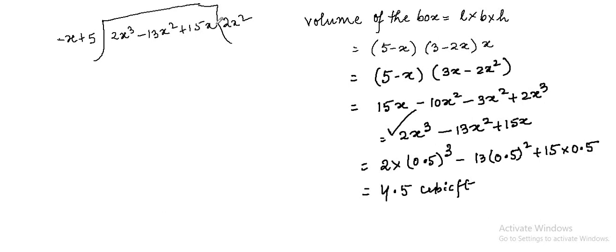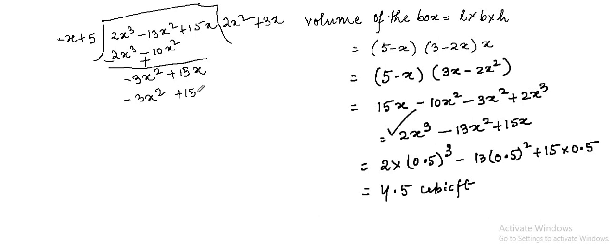Multiply with 2x square. This will give you 2x cube minus 10x square. Subtract it. This will give you minus 3x square plus 15x. Again further multiply by 3x. You are going to get minus 3x square plus 15x. Subtract it. You will get the quotient, that is 2x square plus 3x.